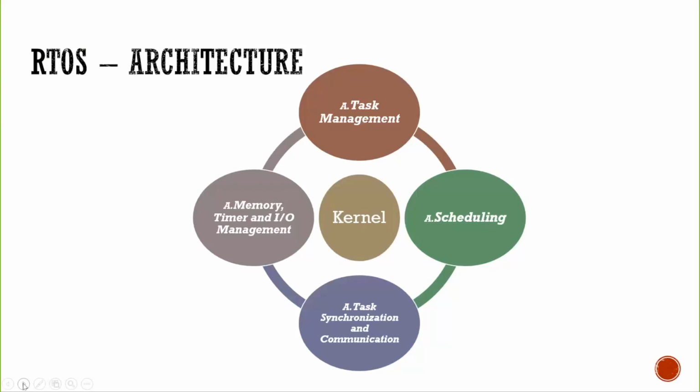Another component are task synchronization and communication, which are fundamental for tasks that share mutually exclusive resources, such as buffers and devices, and allow for concurrent execution between tasks. Then you have inter-process communications, or IPC, on the other hand, that refers to the mechanisms a real-time operating system uses to allow tasks and processes to manage shared data. Lastly, the components that we mentioned are memory, timer, and input and output management.